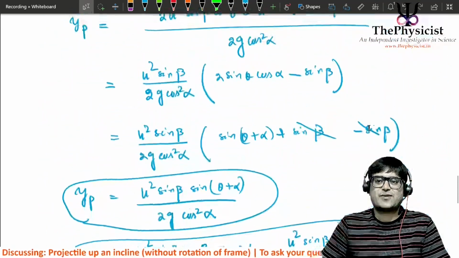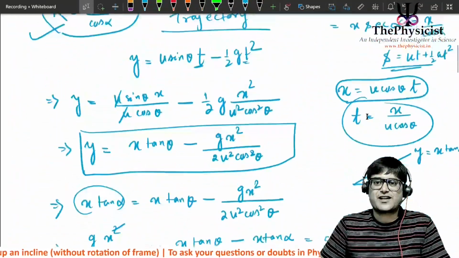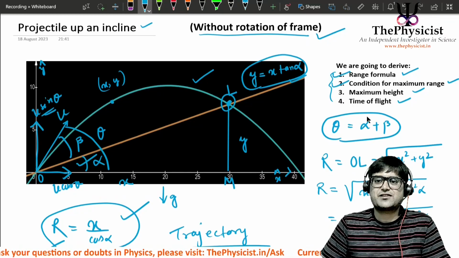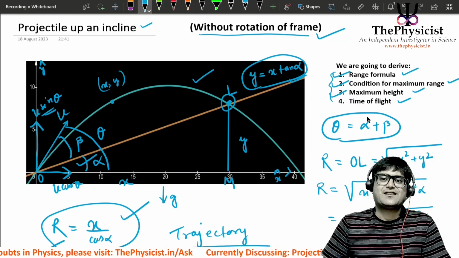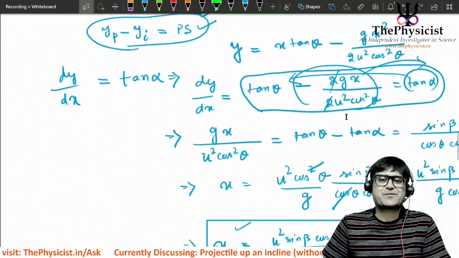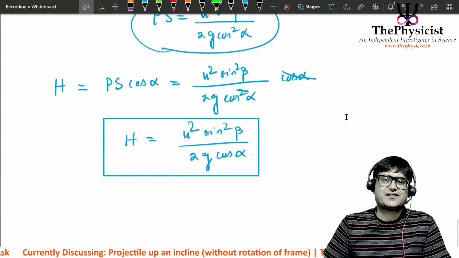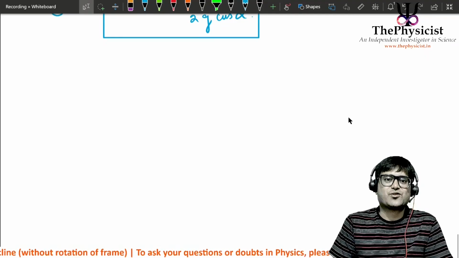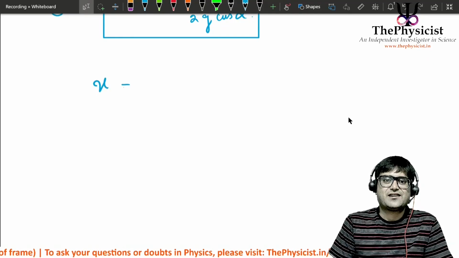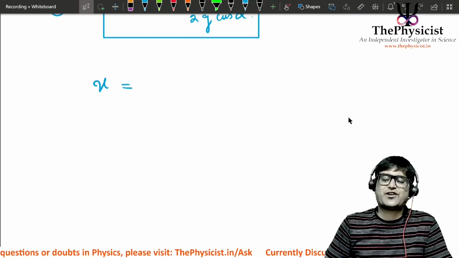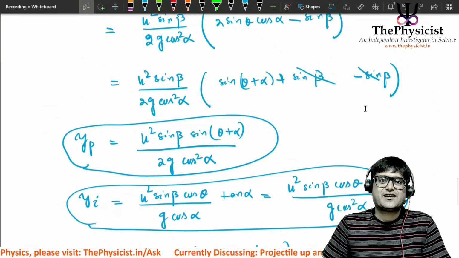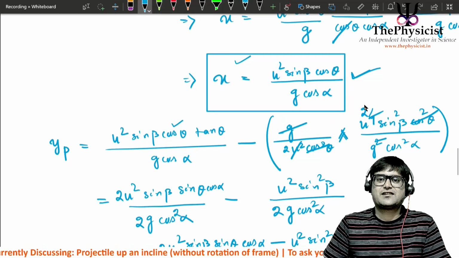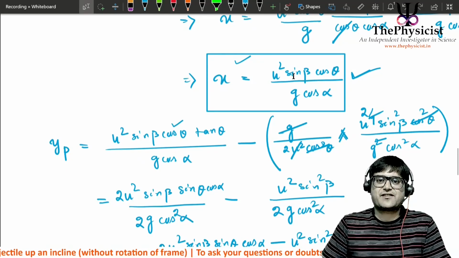Yes, let's go back to the top and see what was on our agenda. Yeah, max height. We have found max height. We found the range formula, condition for maximum range, maximum height. Time of flight is the one that is remaining, which is pretty easy to find actually. This is 3. Now, for the time of flight, we already know what the x coordinate along the incline is going to be. So the x coordinate on the incline is u squared sine beta cos theta by g cos alpha, right?